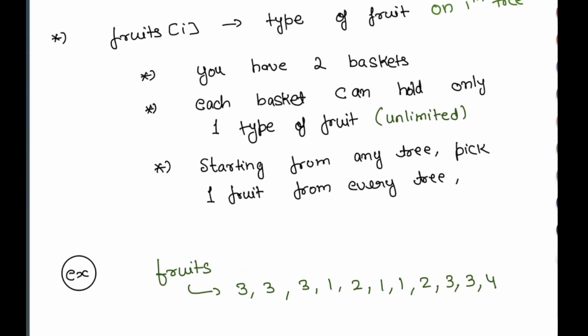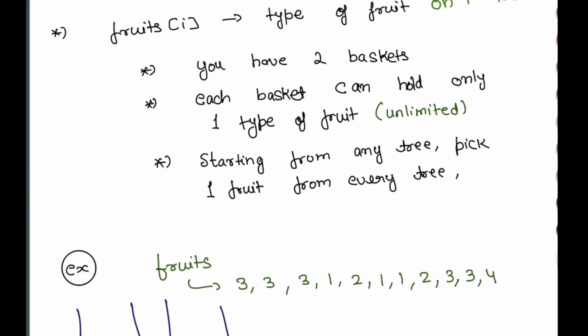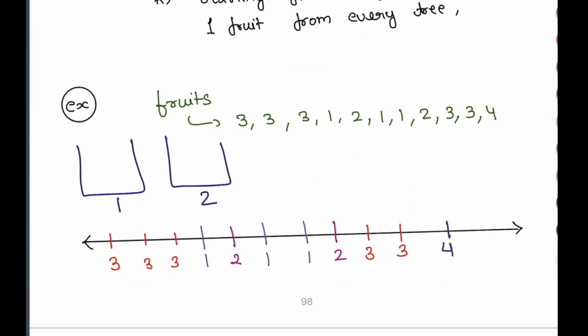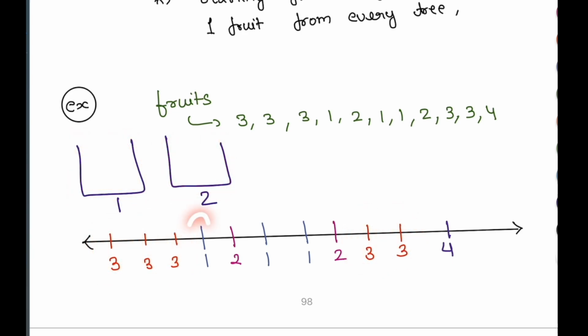Now what we have is two baskets. So let's create two baskets. Let us say this is basket number 1 and this is basket number 2. In each basket we can hold only one type of fruit, that is, an unlimited number of fruits, but only one type. So in these baskets I can put, let us say, mangoes. I can put all the mangoes in this, or I can decide to put all the kiwis in this, or maybe fruit type 2 or fruit type 4, but I cannot keep more than one fruit type in a single basket.